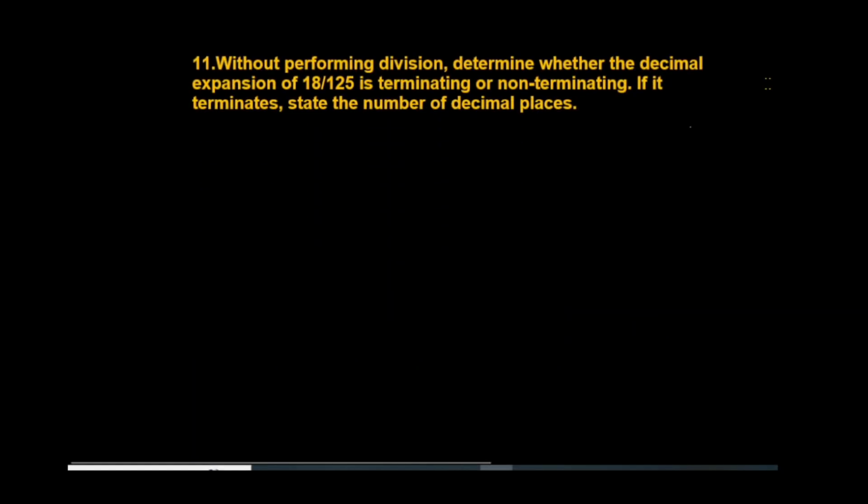Next, without performing division, determine whether the decimal expansion of 18 by 125 is terminating or non-terminating. If it is terminating, state the number of decimal places. 18 by 125, you know very well 125 is nothing but 5 times 5 times 5. So it is 18 by 5 cube.